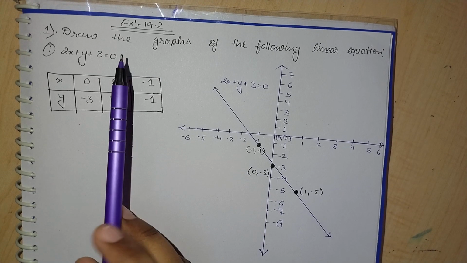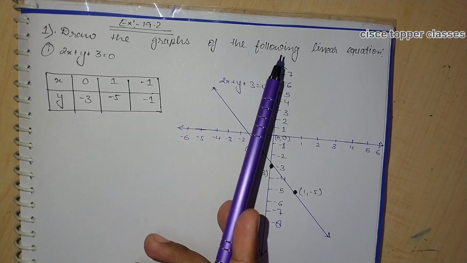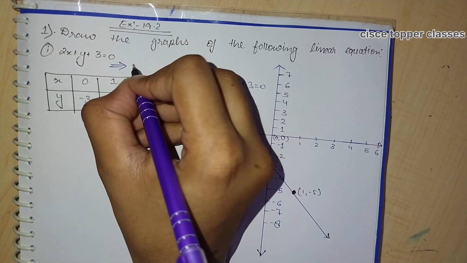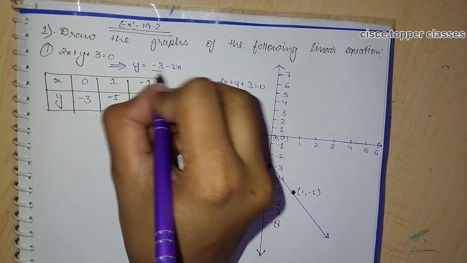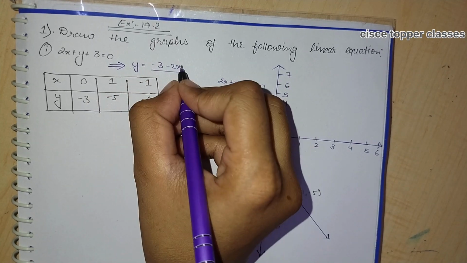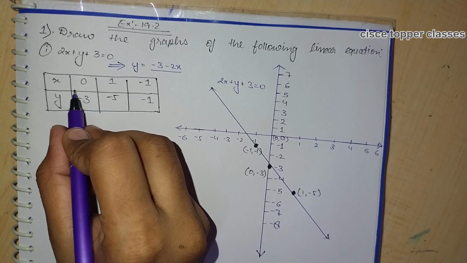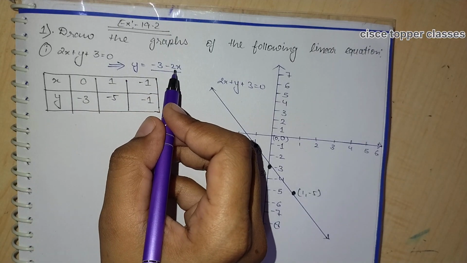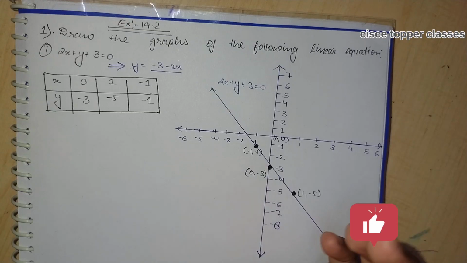Here we are going to solve exercise 19.2, first question. We have to draw the graph of the following linear equation. So we can write this linear equation as y is equal to minus 3 minus 2x. So x is the independent variable and y is the dependent variable. For that we can find the values for x. We will put the value of x here and we will find the value of y so that we will get the coordinates of these lines here.